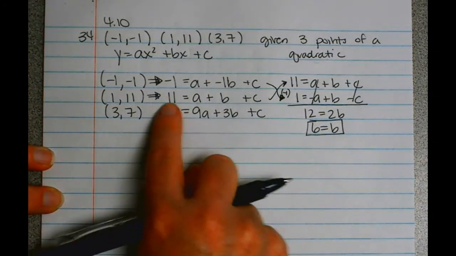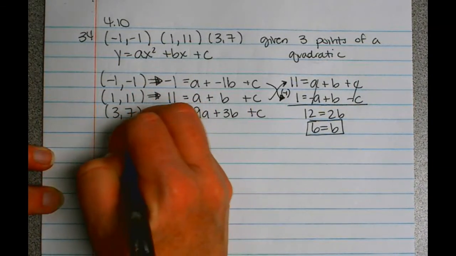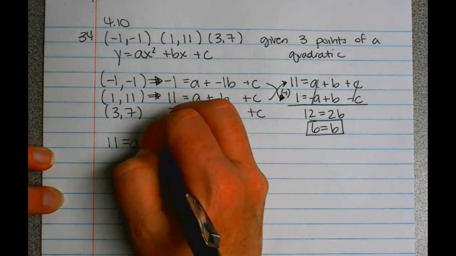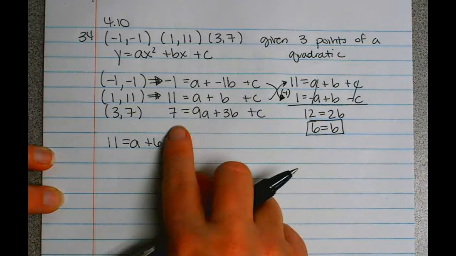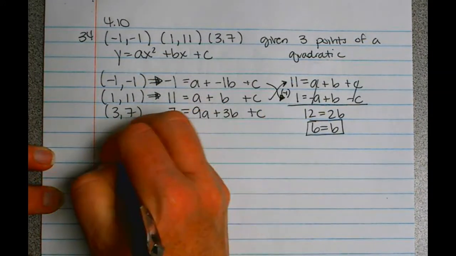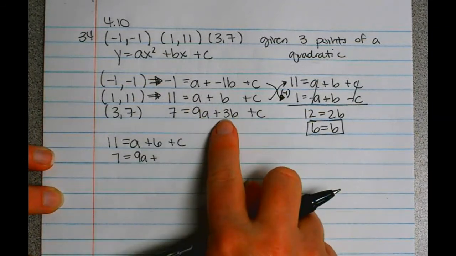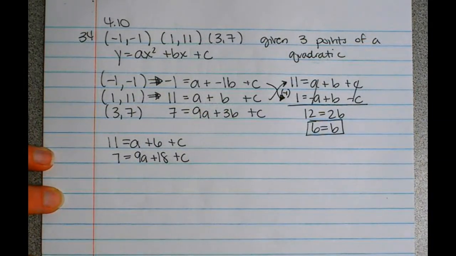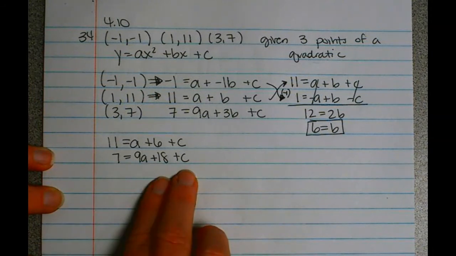If I write the second one, it'll be 11 equals A, and then B is 6. You want me to substitute in? Okay. Plus 6 plus C. And then this last one's going to be 7 equals 9A plus 3 times 6 is 18 plus C. So now we have two variables and we have two equations written neatly together.